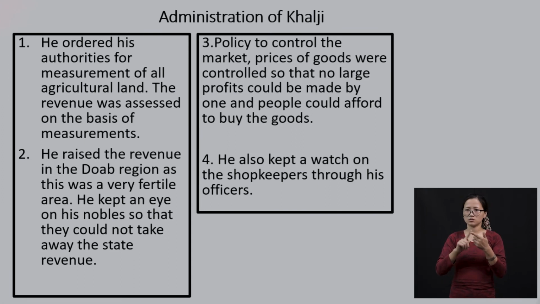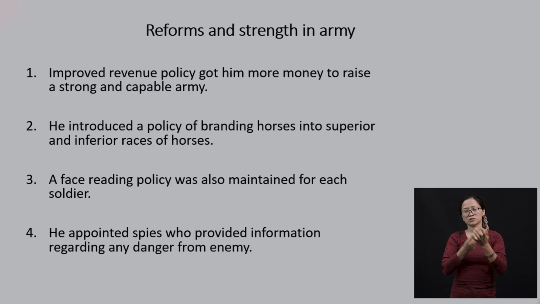He also tried to control the market price so that the people were happy that they did not have to spend more money on day-to-day expenditure. And because he wanted control of the price, he kept a watch on the shopkeepers through his officers so that there was no corruption. So all in all, he made sure that the state gets a lot of revenue so that he can fund his military operations. So, reforms and strength in the army: he improved the revenue policy, as I just told you, so that he could have money to raise a strong and capable army.